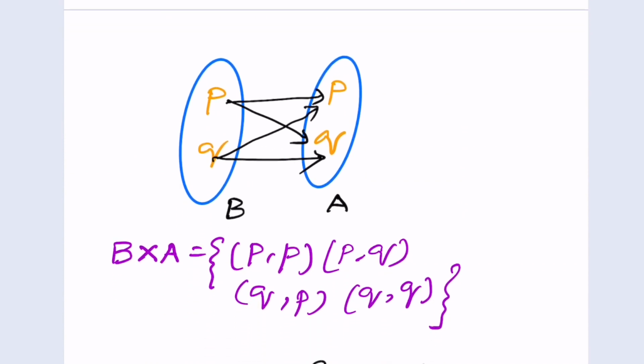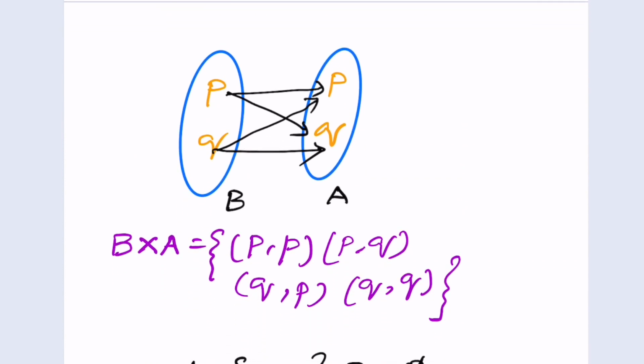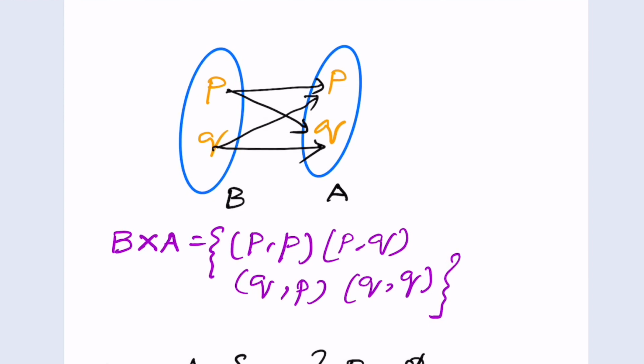Now let us find B cross A. So let us picturize B with the elements P and Q and A with the elements P and Q, since both are equal. Now to find B cross A, we have to associate every element of B with all the elements of A. We get 4 ordered pairs. So B cross A is equal to the set of all ordered pairs (P, P), (P, Q), (Q, P) and (Q, Q).